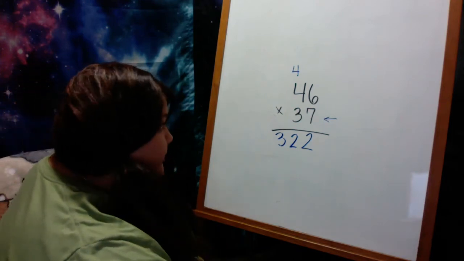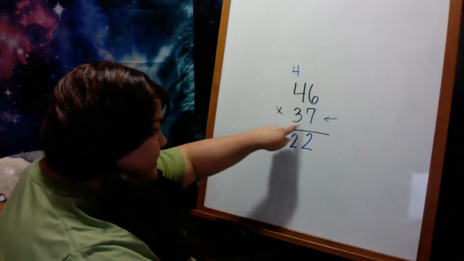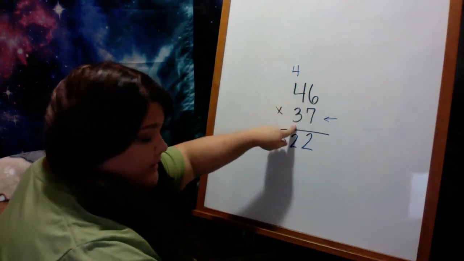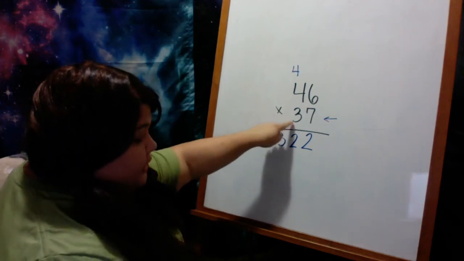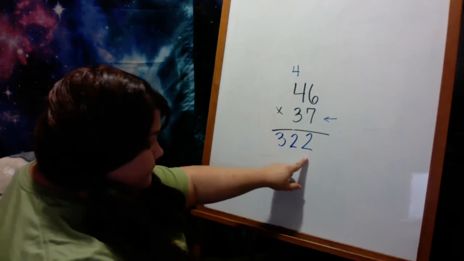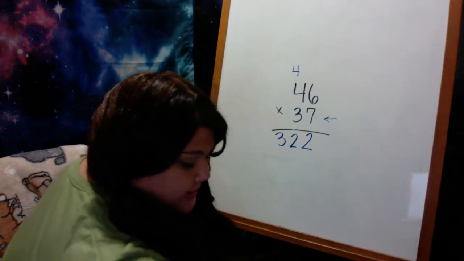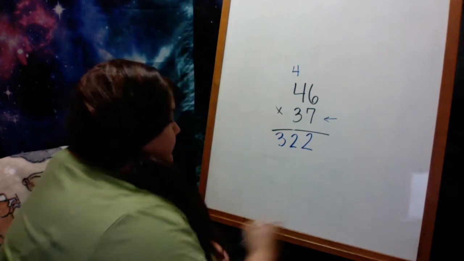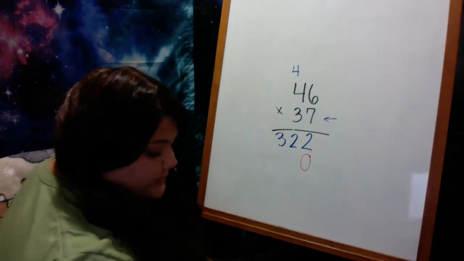Next, I'm going to go to my next place because I used up my 7. I multiplied it by everything. Now I'm going to go to my 3 or my tens place. So to show that I'm in my tens place, what needs to go right here? To show my tens place, I need to put a 0 right there to show that I'm in my tens place now.